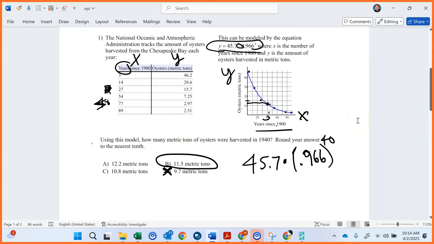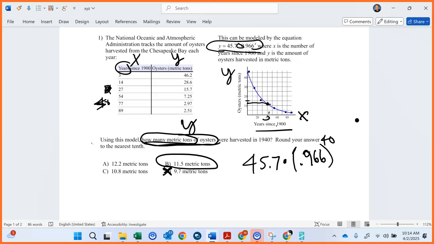Basically, when you read the question stem, you also need to figure out what they're asking you to solve for. They're asking for how many metric tons. What I always tell students is first determine what you're being asked to solve for, and then determine, are you being asked to solve for the X or the Y? Well, what is the X? It's the years. The Y is the tons of oysters, and they're asking how many tons of oysters.